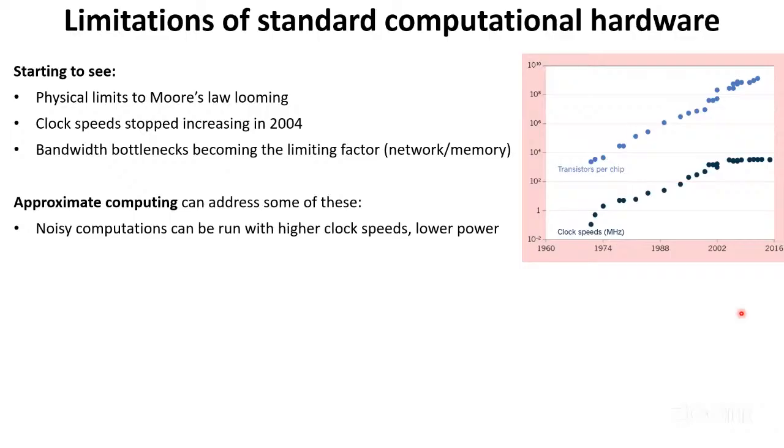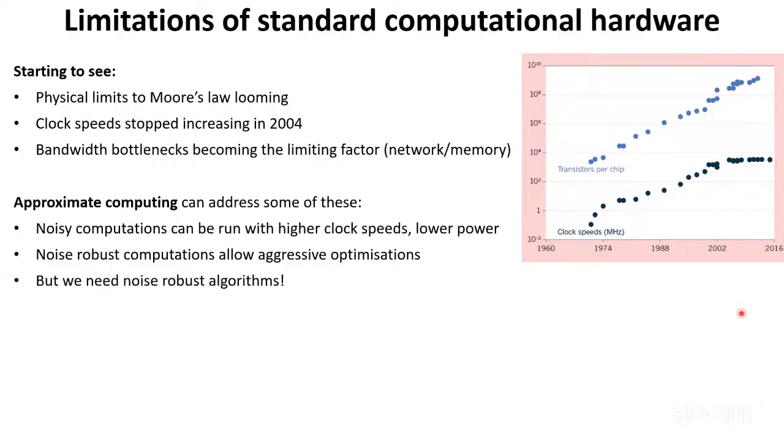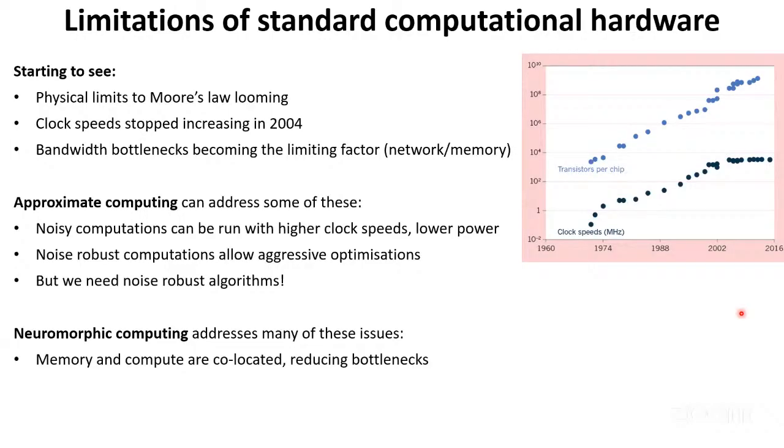We need noise robust computation and allow aggressive optimizations. So we need systems which are noise robust and do not run with high clock speed. So we can look for neuromorphic computing, which addresses these issues. One advantage is that memory and compute are co-located, which reduces the bottlenecks. In any neuromorphic computing architecture, we do not have separate memory and compute units like in the von Neumann architecture; they are co-located, at the same place.